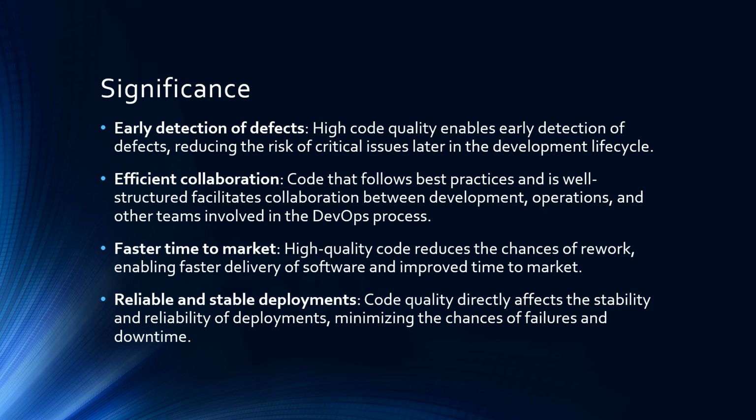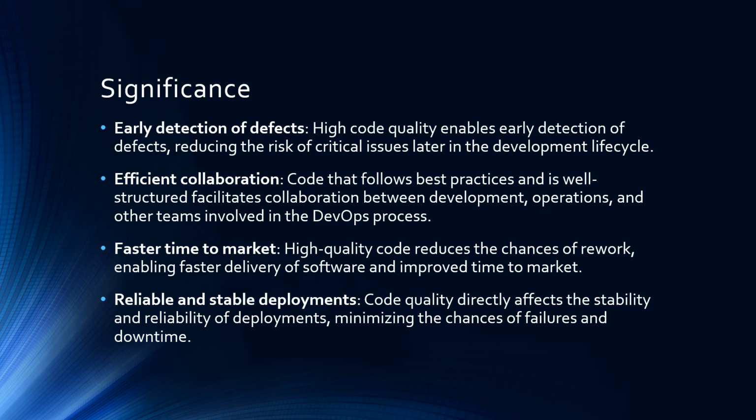The significance of code quality in DevOps cannot be overstated. Let's explore why it's so crucial and how it impacts various aspects of the software development lifecycle. First, let's talk about early detection of defects. In continuous integration pipelines, high-quality code with proper testing and validation mechanisms helps catch issues before they reach production. Efficient collaboration is another key benefit. When code follows consistent patterns and is well documented, teams can work together more effectively. Quality code enables developers across different time zones to contribute without constant synchronous communication.